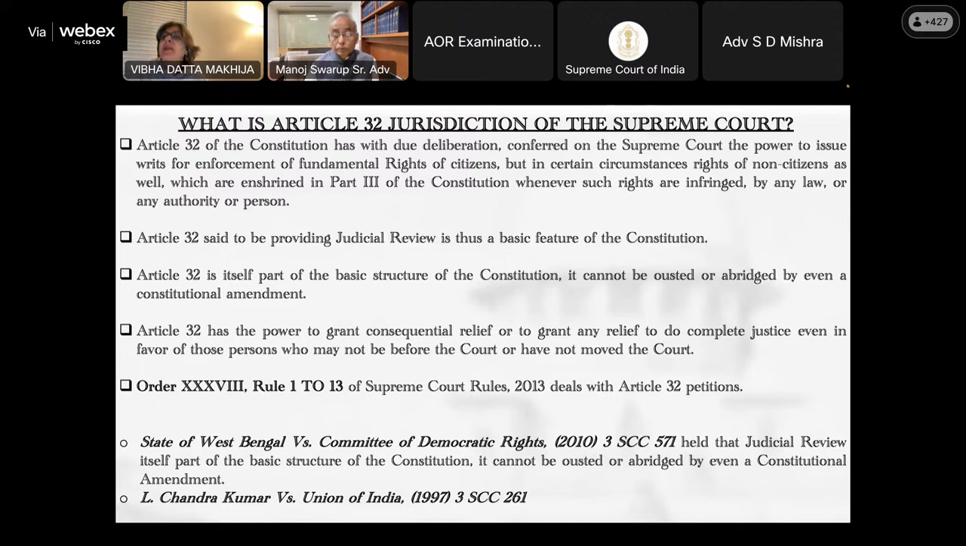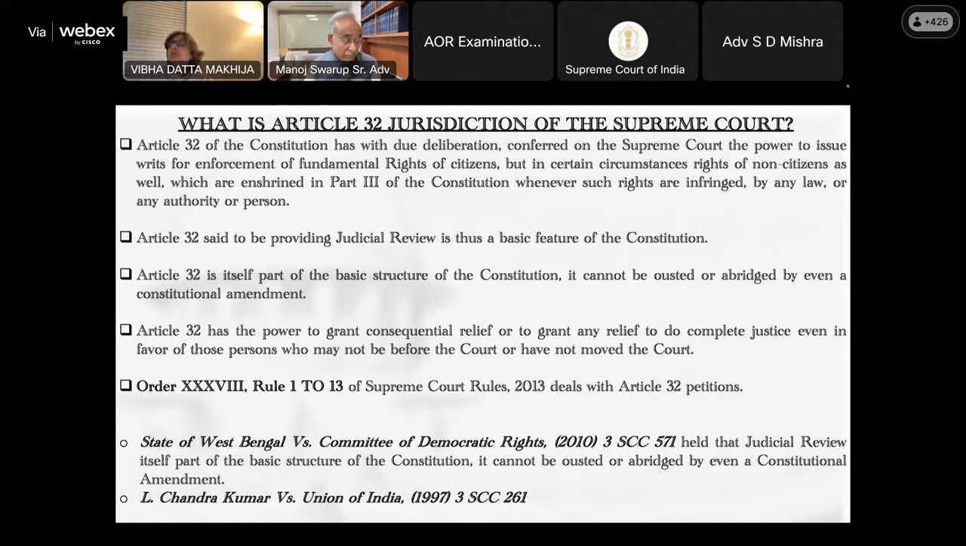So you will have to understand in what circumstances you can approach the Supreme Court directly, because Article 226 also gives the jurisdiction to high courts to enforce the fundamental rights. So you will have to study what is the difference between Article 32 and Article 226, what are the limitations of Article 32, whether you can always directly come to the Supreme Court to enforce your fundamental rights, or you're first supposed to go to the High Court, look for your remedy there, then come to the Supreme Court.